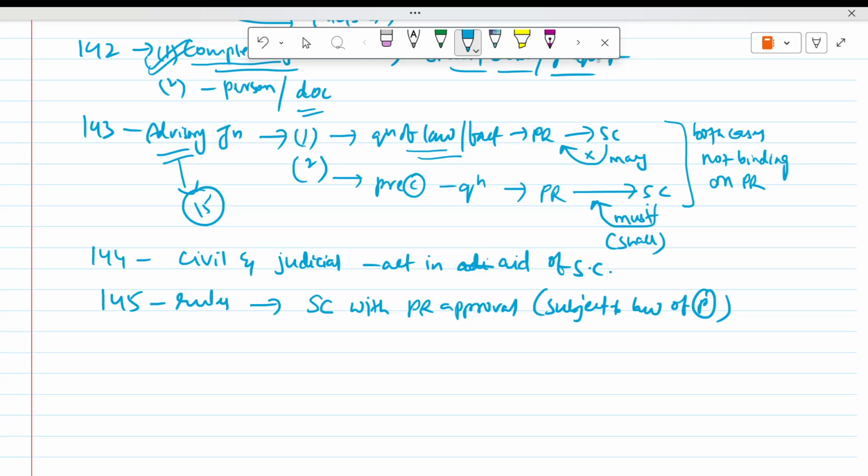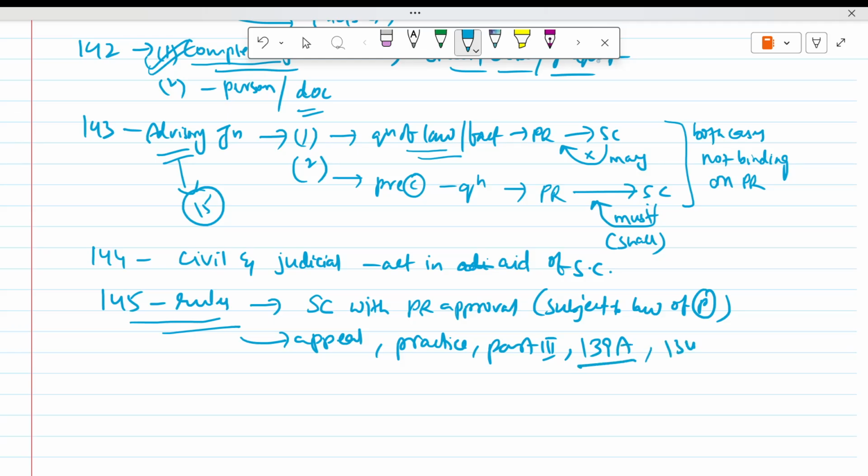These rules under 145 you can say are regarding appeal procedures and practice. For example, under Part 3, you are directly going to the Supreme Court, how that proceeding should be. And there is the 139A proceeding, I will tell this one, and then 134(1)(c). And then regarding stay, regarding bail rules, etc. All these rules are framed under 145(1). These rules are given in that.